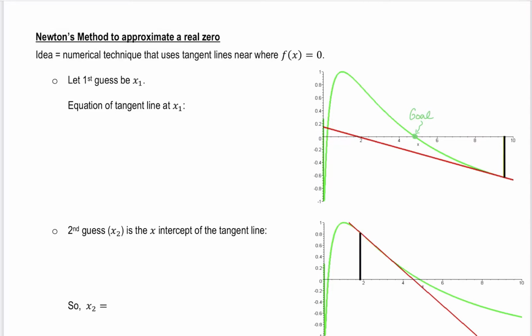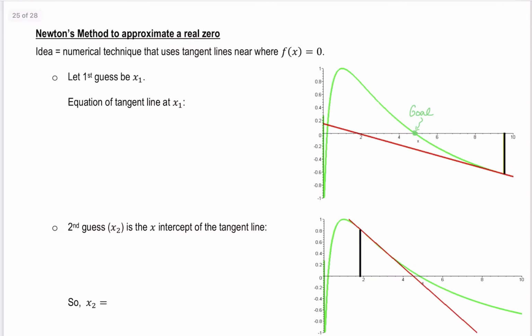This video is going to talk about Newton's method, which is a method to approximate a zero or an x-intercept of a function, for when there's not a nice algebraic solution. So I've already drawn right here what our goal is. Our goal is to be able to find that zero. So here's how this process is going to work.